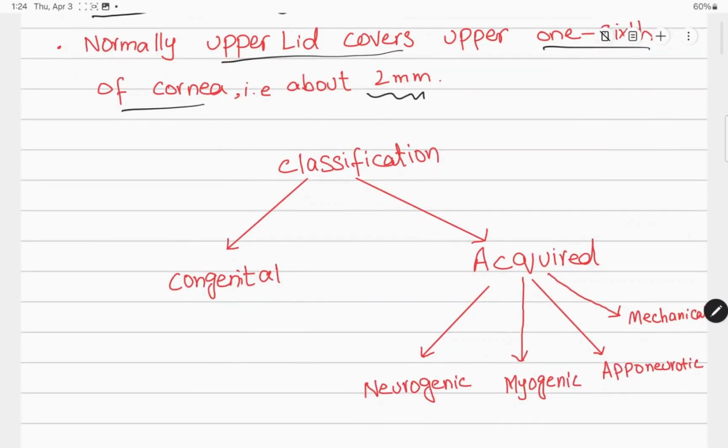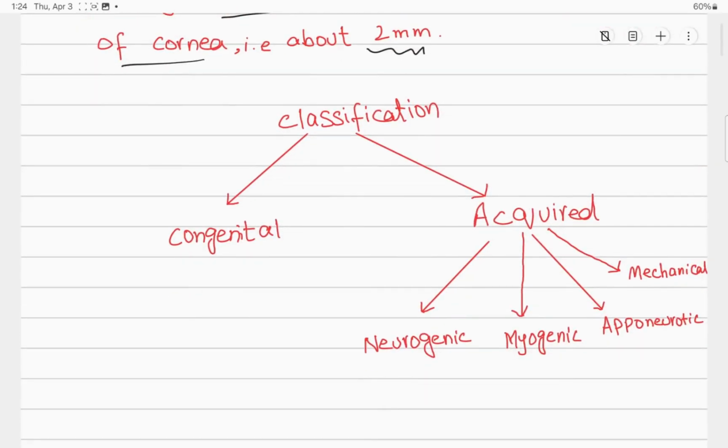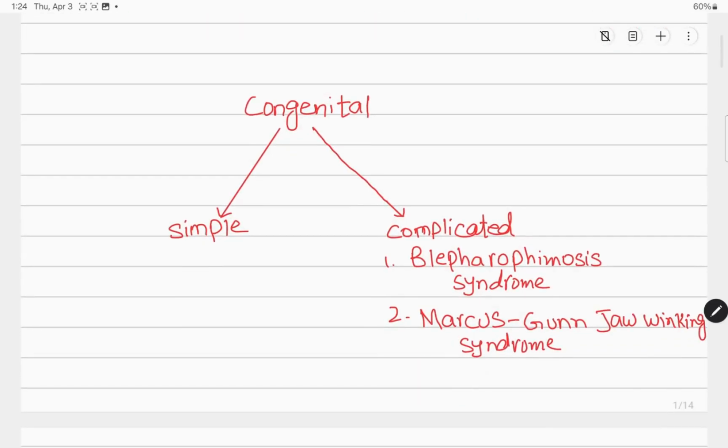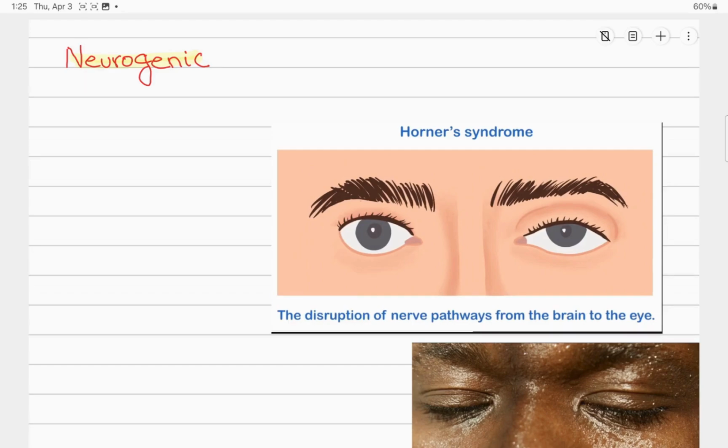First of all, we will classify ptosis. Ptosis can be classified mainly on two bases: one is congenital and the other is acquired. First we will discuss the different types of acquired. Acquired can be neurogenic, myogenic, aponeurotic, and mechanical. Then congenital can also be divided into two: first is simple and the other is complicated. Complicated may be like blepharophimosis syndrome and Marcus Gunn jaw-winking syndrome. So first we will discuss the different types of the acquired one.